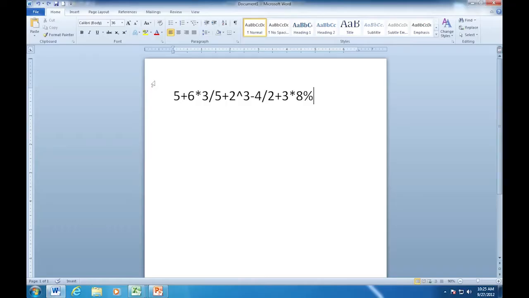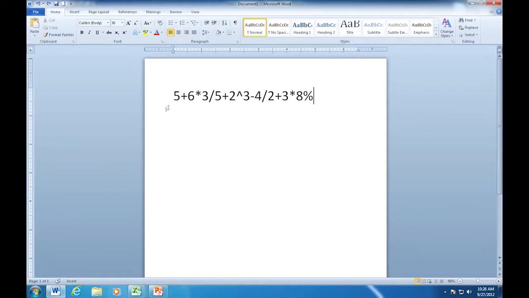Then what comes next? Let's see. Please excuse, so either multiplication or division. Multiplication and division carry the same weight. So basically you move from the left to the right. So the first thing we'll see is 6 times 3. We would multiply that first before we would divide by 5. Okay. So that would be first.